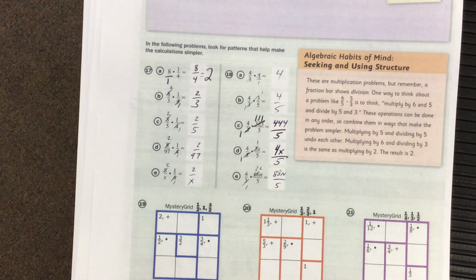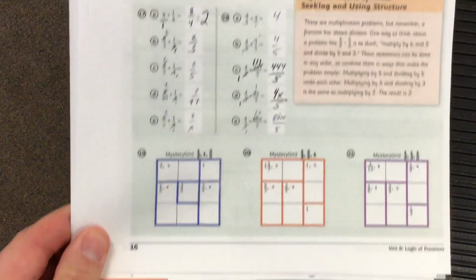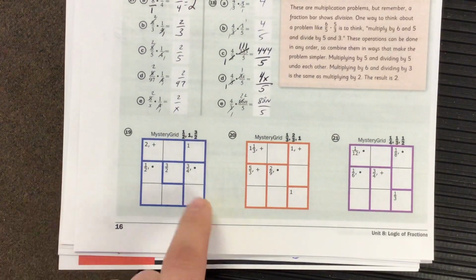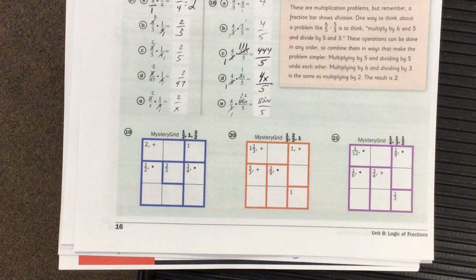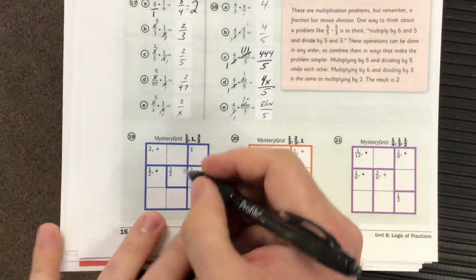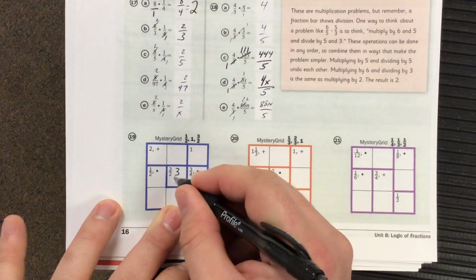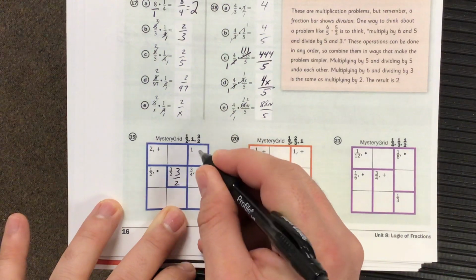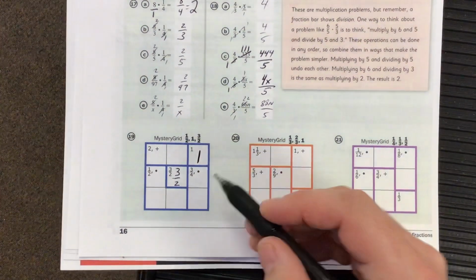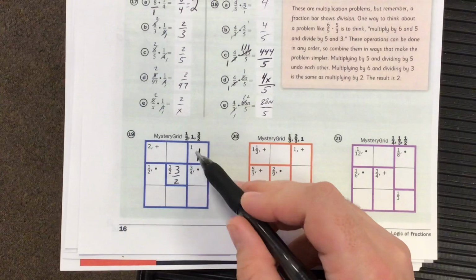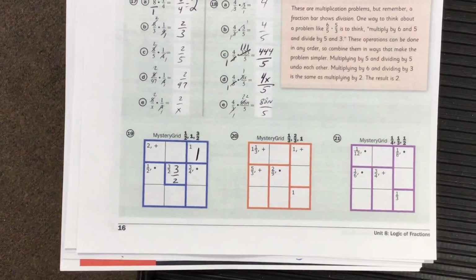All right, the next 3 there, mystery grids. Again, we've done a lot of those, not a whole lot with fractions. Let's go ahead and try number 19. 2 of them are already filled in for you. This one has to be 3 over 2. This one has to be 1 because there's nothing else in that box. 1, 3 over 2.